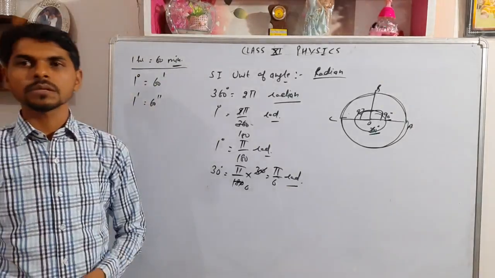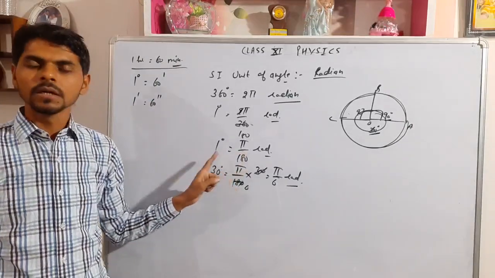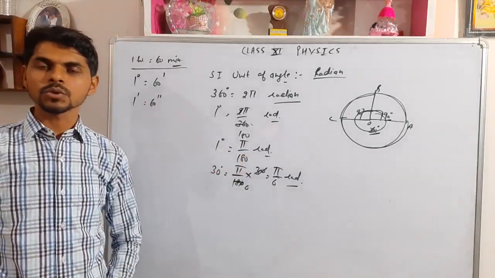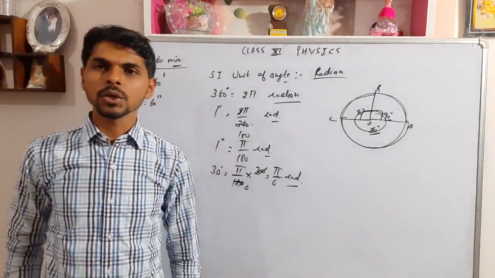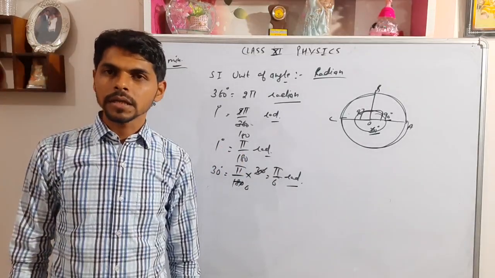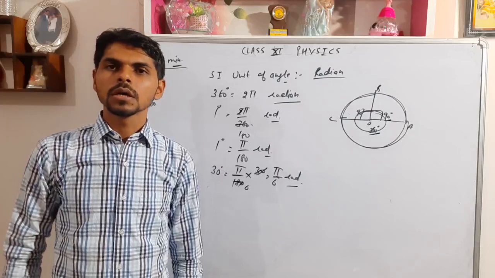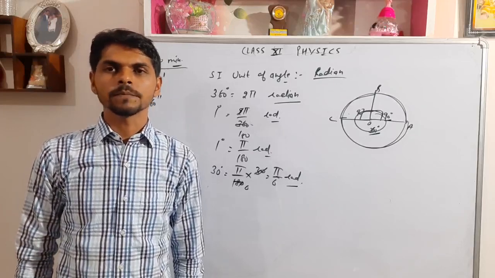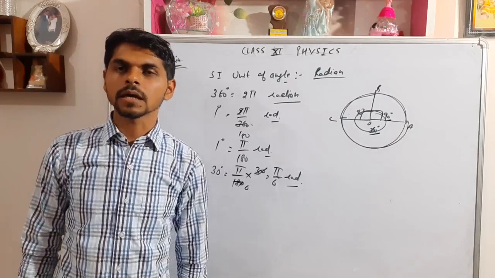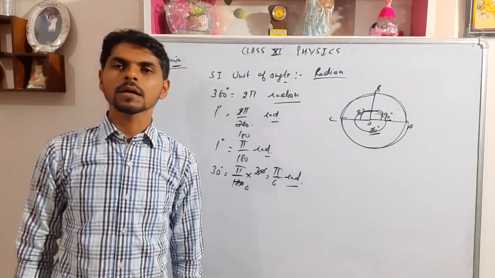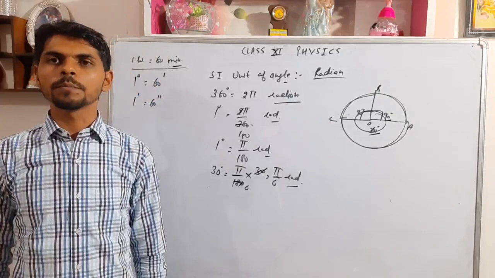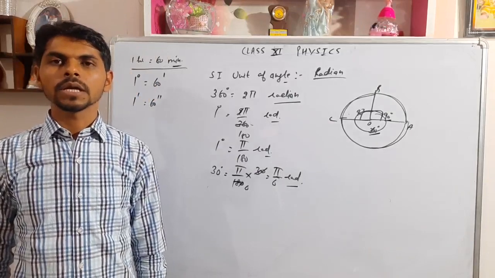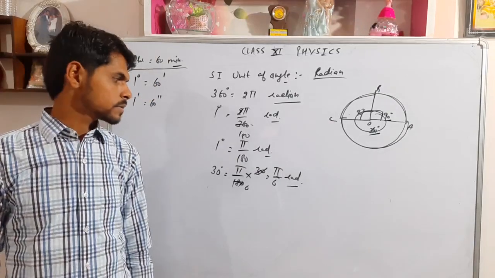1 degree is equal to 60 minutes. It means 1 degree is equal to pi by 180 radians. So we can also convert minutes into radians and seconds into radians. So the SI unit of angle is the radian. We can convert the value of degrees into radians as 1 degree equals pi by 180 radians.